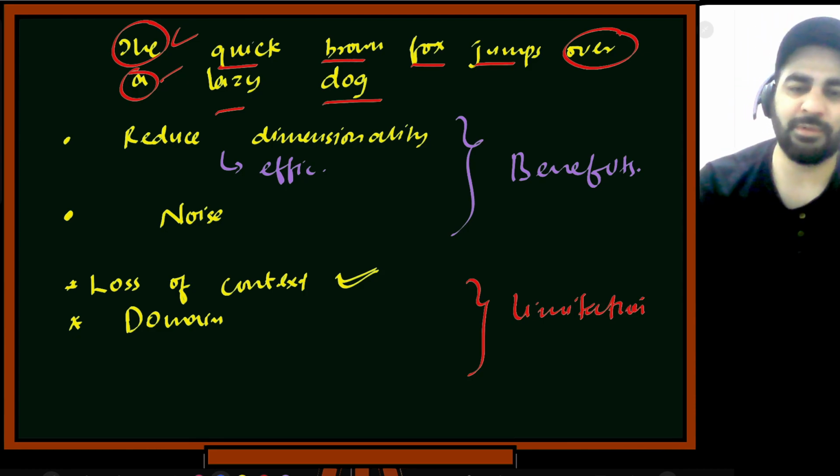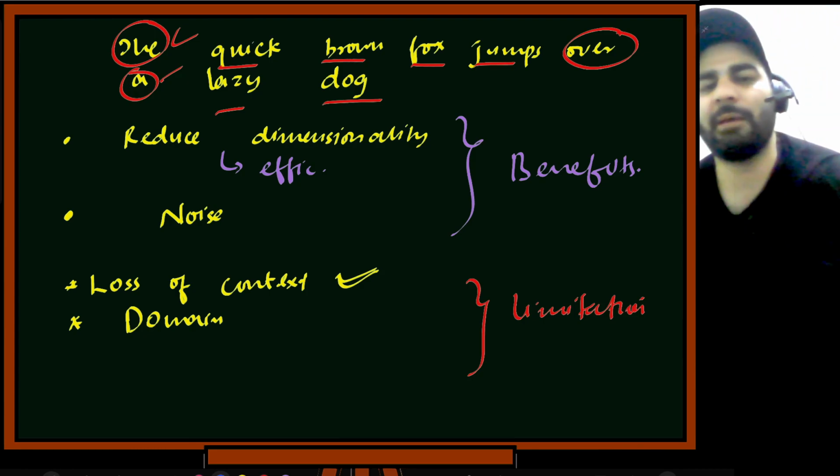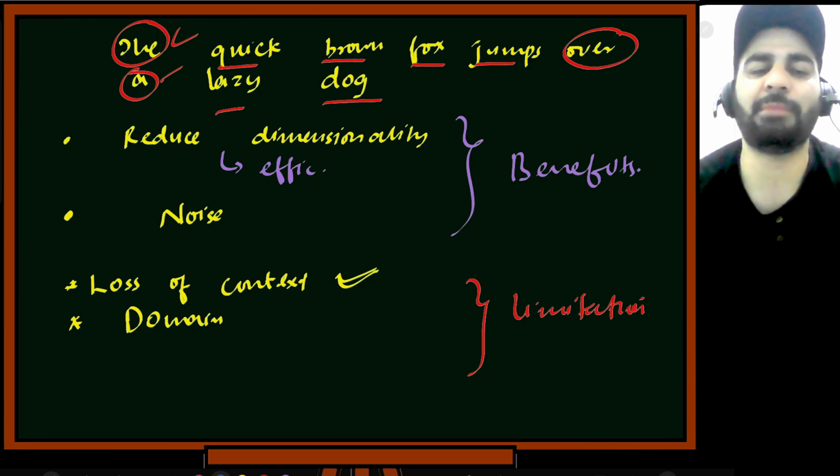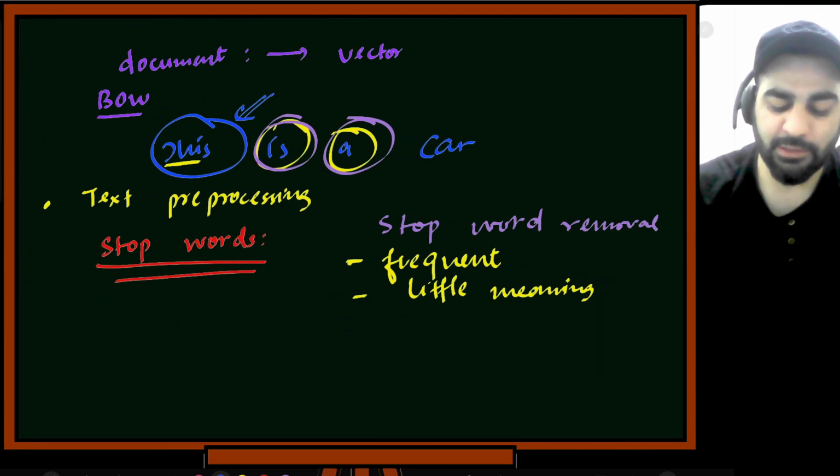Then we saw some problems with that. Now we are trying to see, can we somehow process the text first before applying bag of words? Can we apply some pre-processing technique so that we get the maximum out of our bag of words technique? So the first technique that we saw is stop word removal.